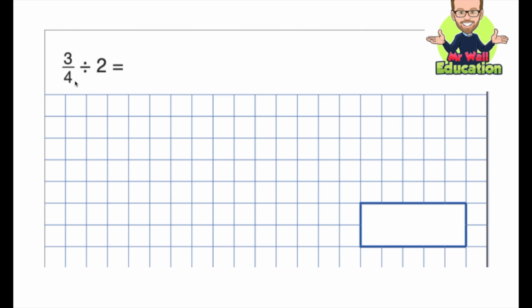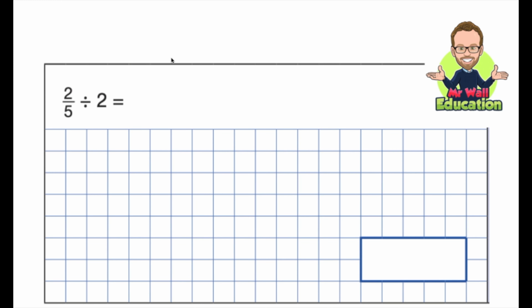Okay, same again, 3/4 divided by 2. If we split quarters in half, they're going to turn into eighths. Remember, we don't touch the numerator. 3/4 divided by 2 then must be 3/8. You should be seeing a pattern now. 2/5 divided by 2. If we're going to halve fifths, divide them by 2, they're going to turn into tenths. So it will be 2/10.